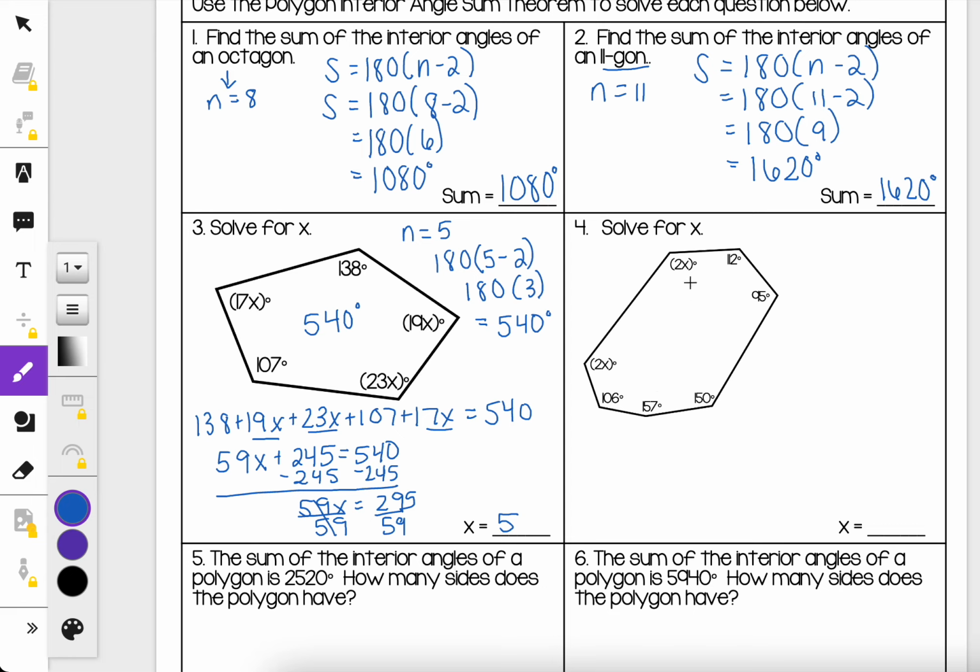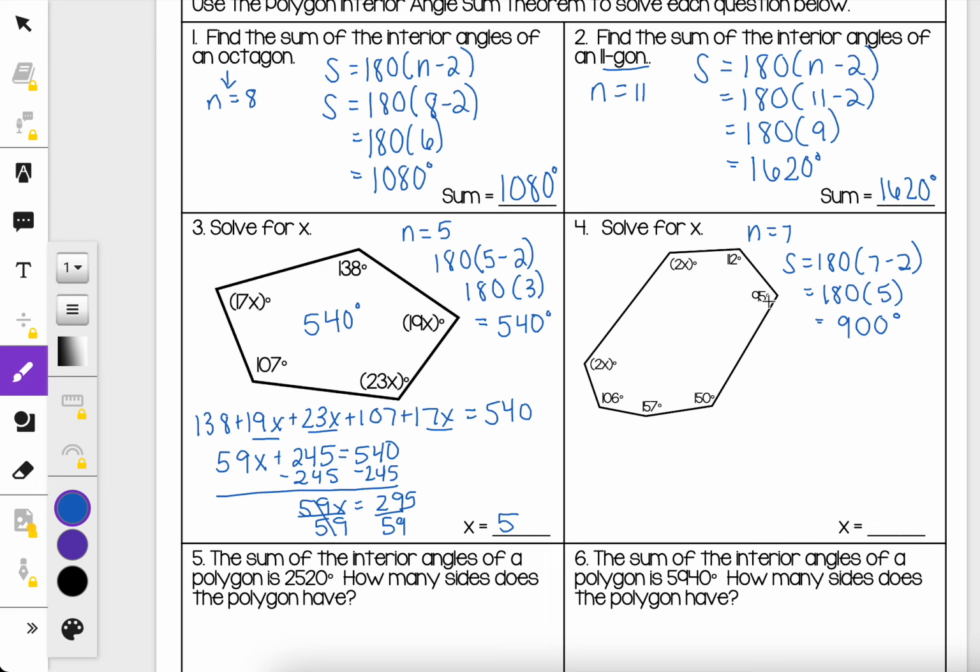Okay. Same idea for number 4. First, I'm going to count the number of sides. So I have 1, 2, 3, 4, 5, 6, 7 sides. I'm going to plug that into my formula. And this heptagon has 900 degrees. That's the sum of the interior angles.